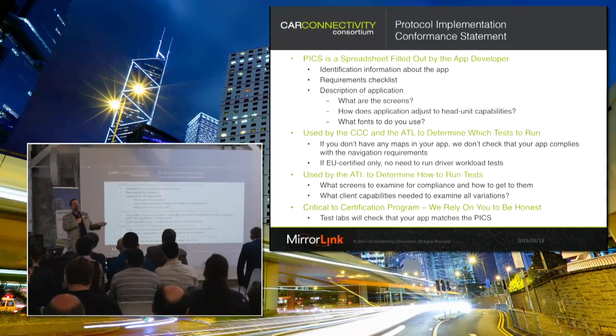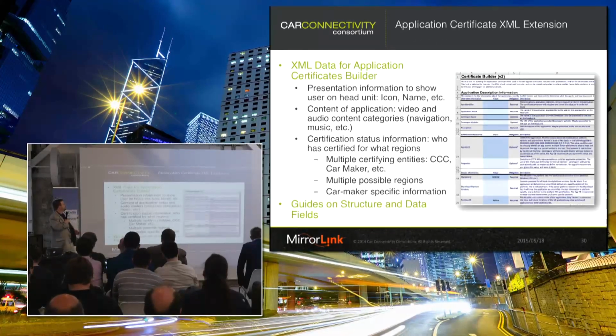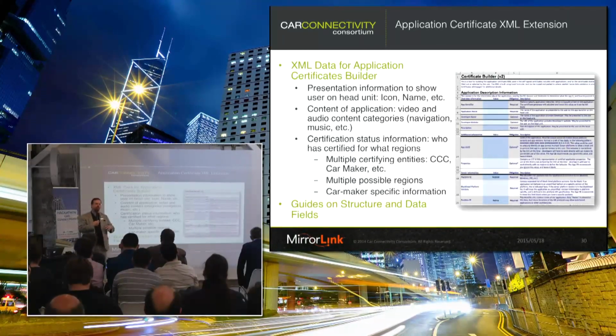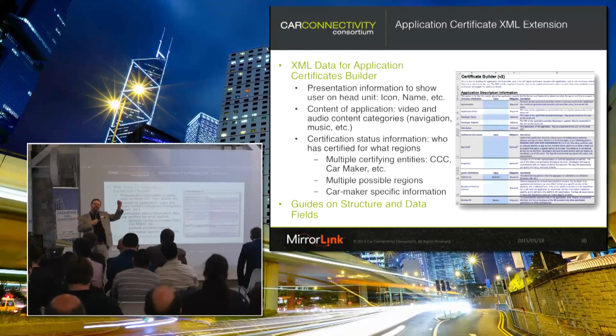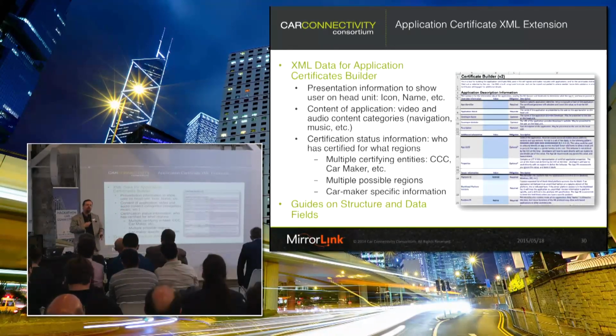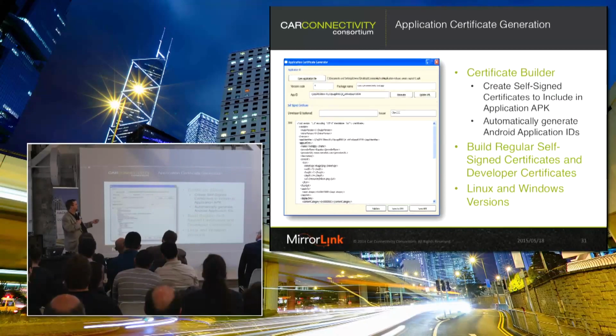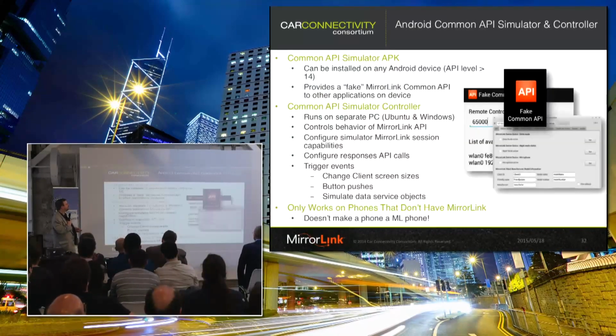And it's what we use to track your app. It's how you tell us what your app does. The PICs is where you tell us that. The PICs has a bunch of tools in it to help you. Those application certificates that I briefly mentioned, I don't want to go down into the weeds on that. There's a little XML extension in there that just tells the phone about your app. Well, we have a little tool that helps you build that, takes the pain out of doing that. It's really quite straightforward. We have a little tool that helps you build certificates as well.